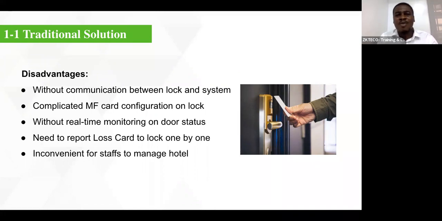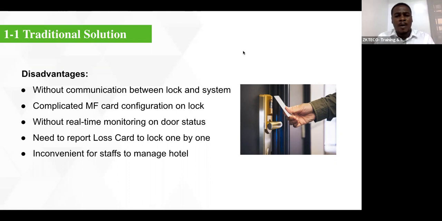So you can't generate certain reports. Basically, what the card does to your lock in the traditional hotel system is that your card takes certain parameters from the software, then encodes with the reader, then maps those parameters to the lock. So the lock follows the parameters encoded on the card. You have a complicated MF card configuration on the lock without real-time monitoring of door status. Like I said, your lock only takes certain parameters from the card.